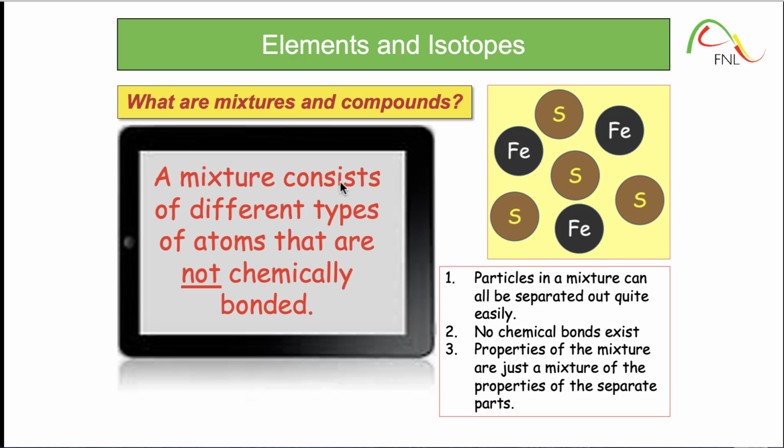The properties of a mixture are as follows. Firstly, particles in the mixture can all be separated out quite easily. For example, iron and sulfur, by using a magnet, we can separate the iron from the sulfur. No chemical bonds exist between the atoms, and the properties of the mixture are just a mixture of the properties of the separate parts. So here it's partly magnetic because of Fe.